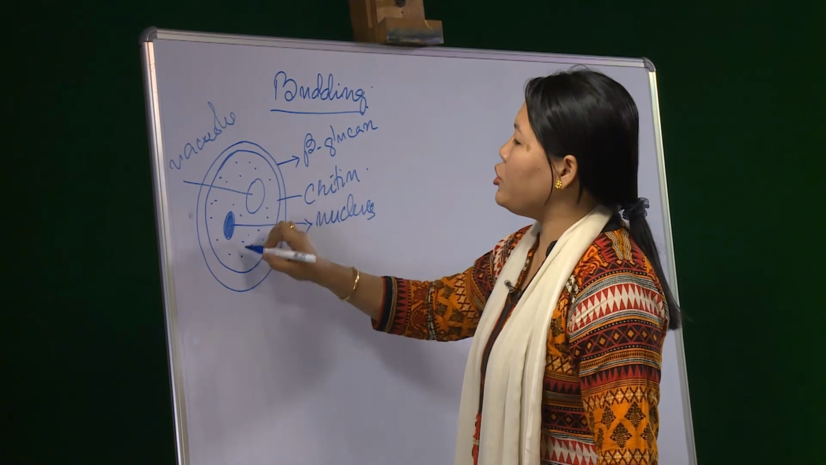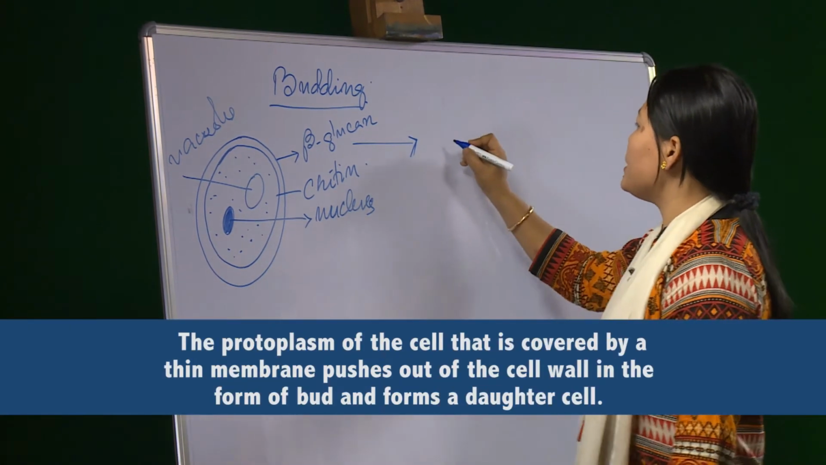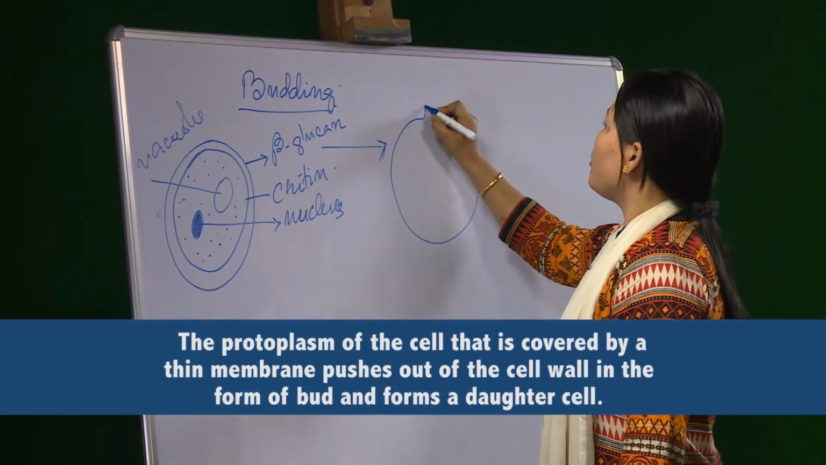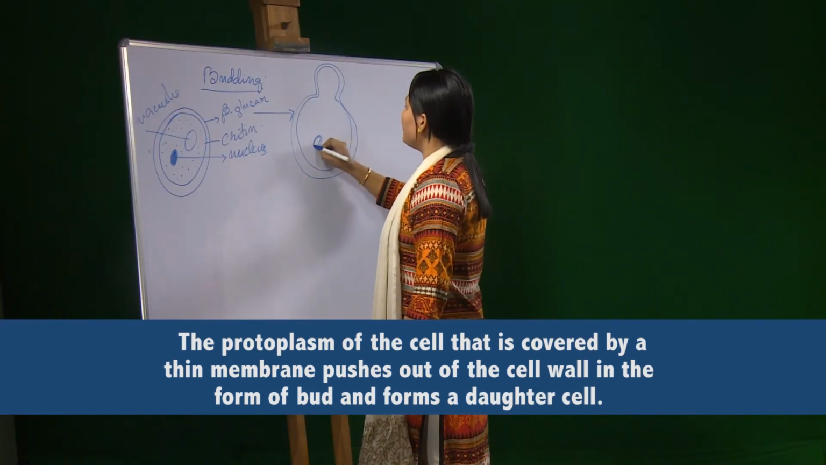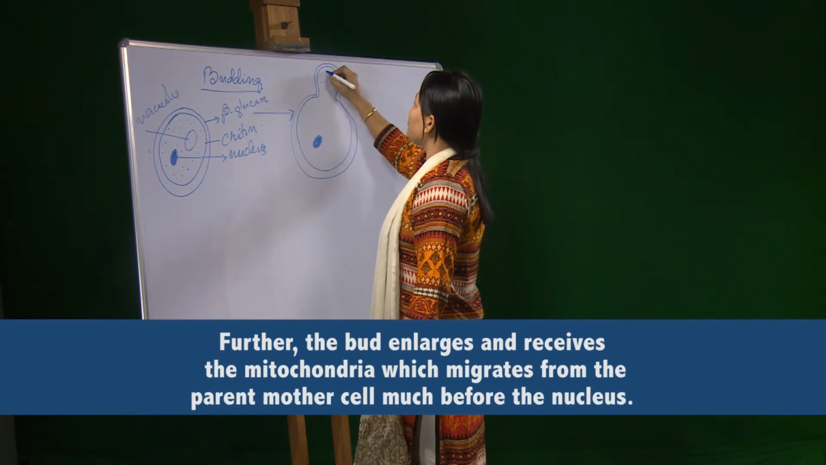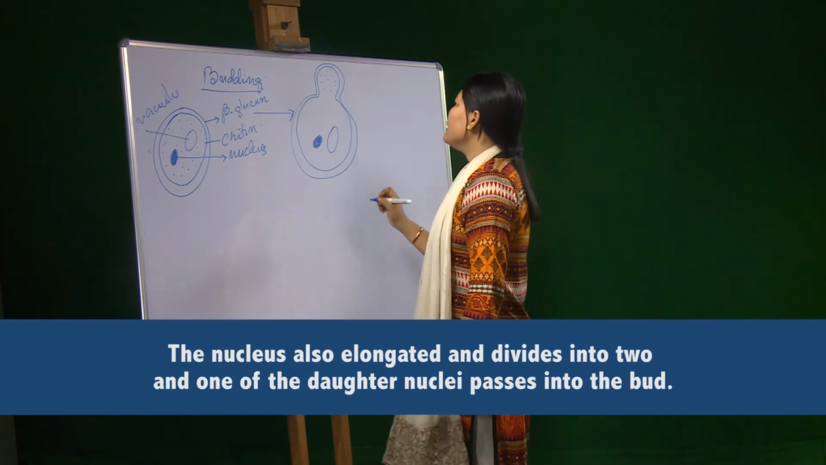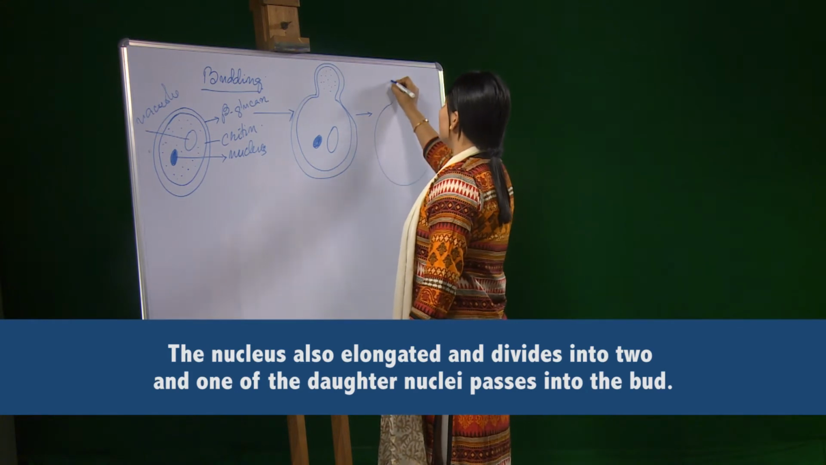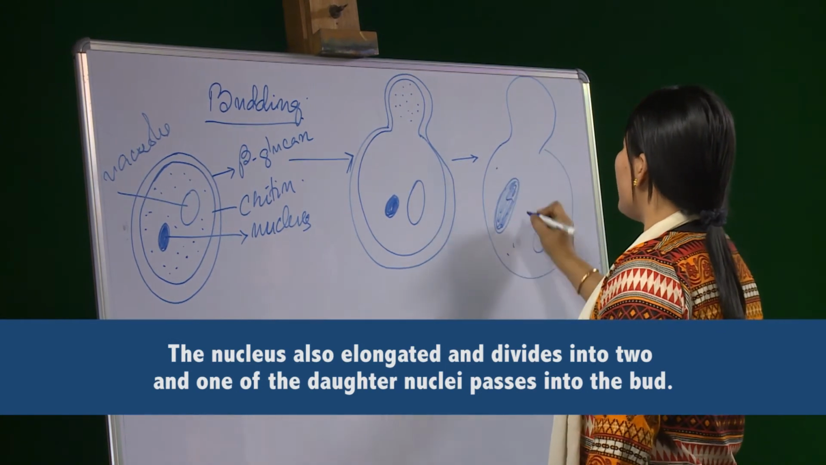So when the yeast matures, they undergo this budding process by pushing the protoplasm outwards in this way. Further, before this nucleus divides and enters into the daughter cell, the mitochondria has already passed into the daughter cells, and some of the cytoplasmic content. This is the vacuole. Then later on, this particular nucleus again elongates. Further elongates. This is the vacuole. Certain cytoplasmic content are there.